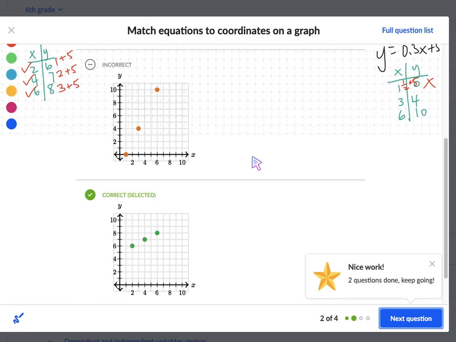So knowing how to change a graph to a table really helps you out. You can really organize your numbers easily.